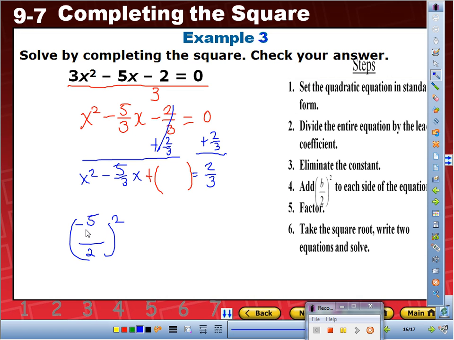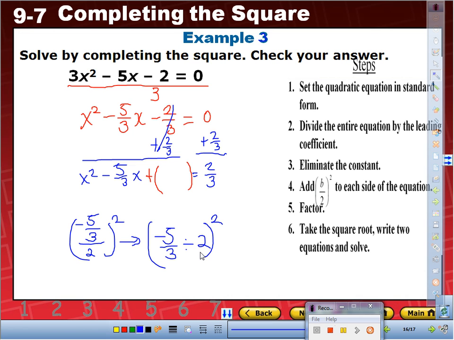Negative 5 over 3. Doesn't this look weird? Yes, because we cannot have fractions over fractions. So instead of writing it like that, what is B? Negative 5 over 3. What does the bar stand for? Division by 2.